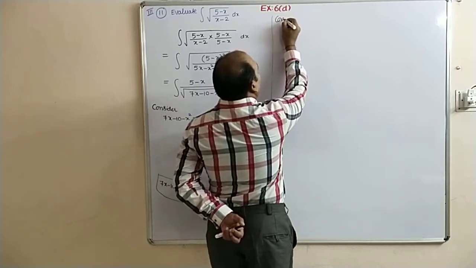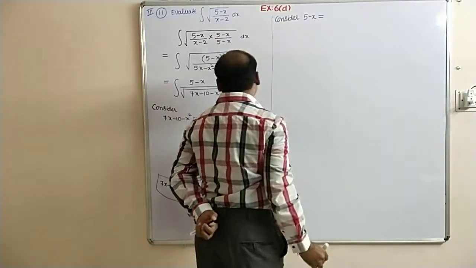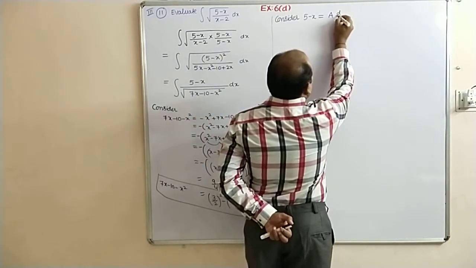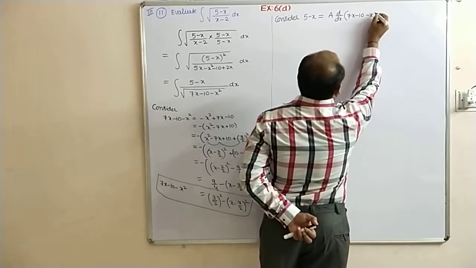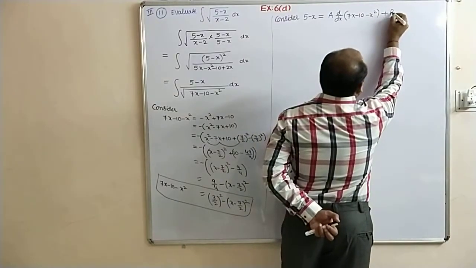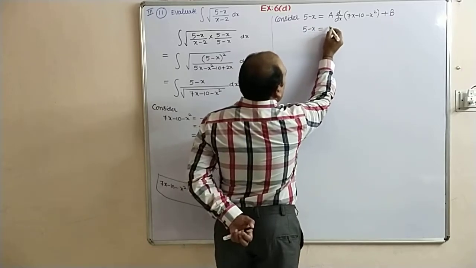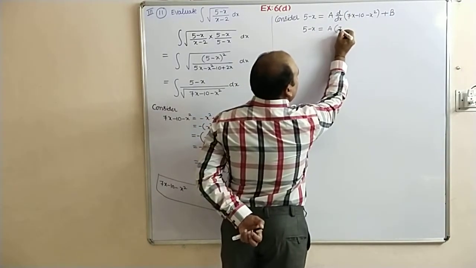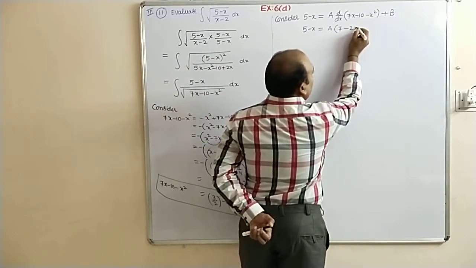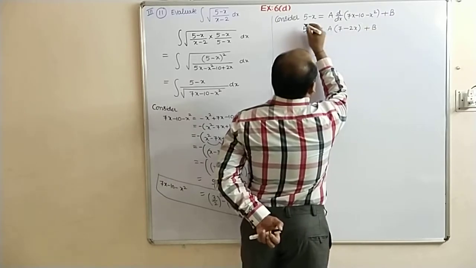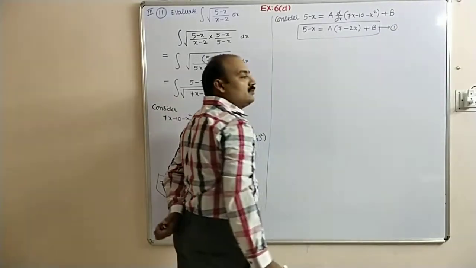So now consider 5 minus x is equal to A into d by dx of (7x minus 10 minus x square) plus B. So simplify: 5 minus x equals capital A into d by dx of 7x is 7, d by dx of constant 10 is 0, d by dx of minus x square is minus 2x, plus B. So after the differentiation step, you have to assume that as equation number 1.